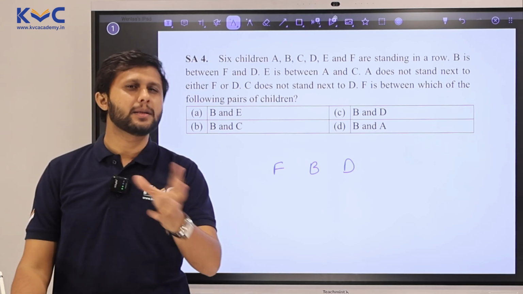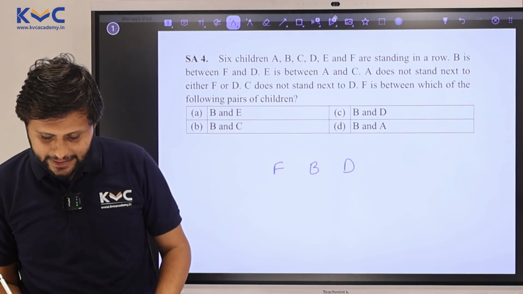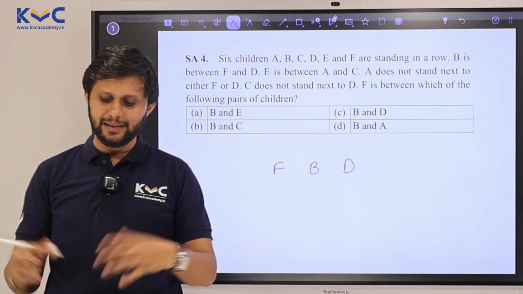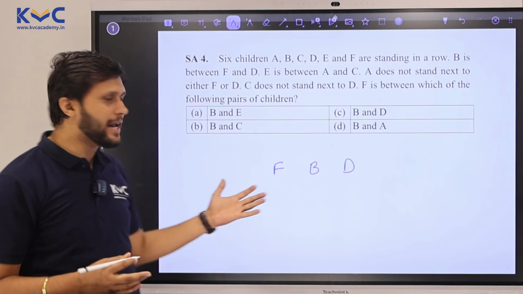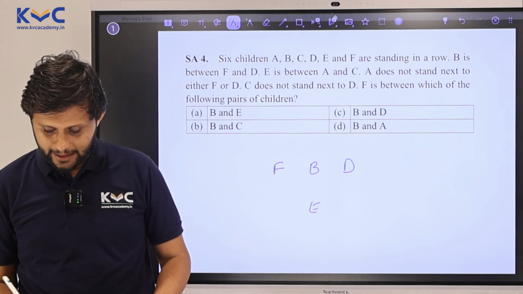Let me tell you, even if you write the other way around, your final answer will still remain the same if all conditions are met. E is between A and C. So now all three are not there so far. We have F, B and D.